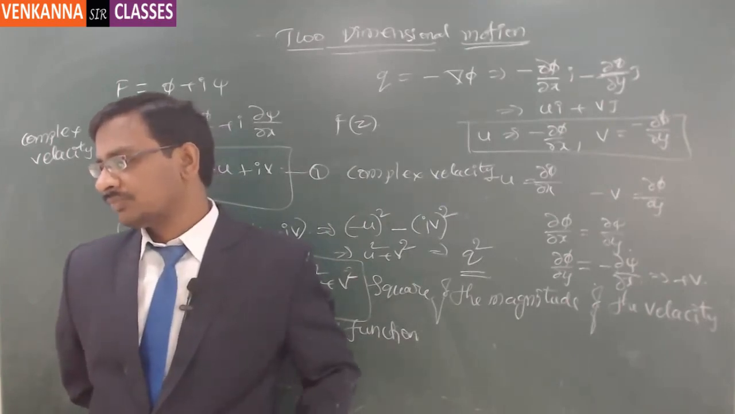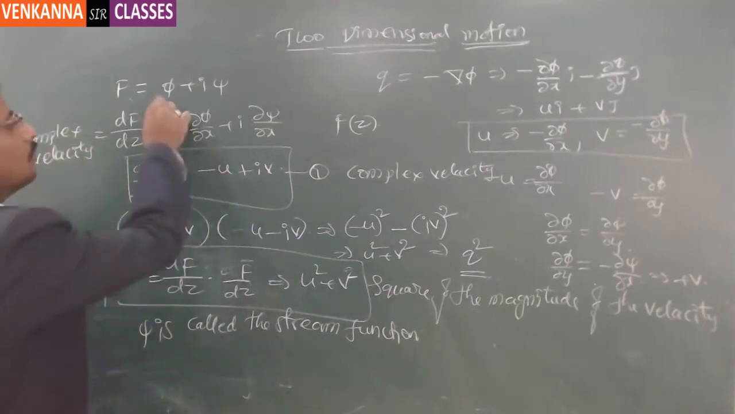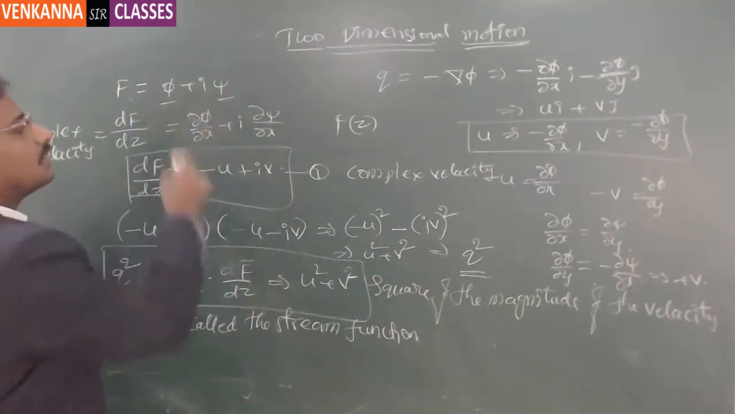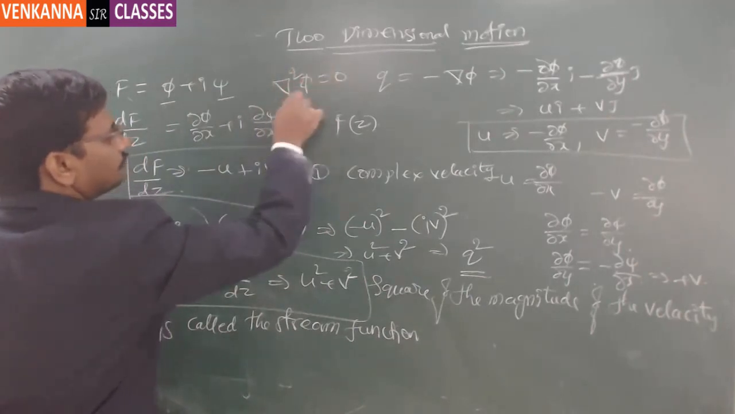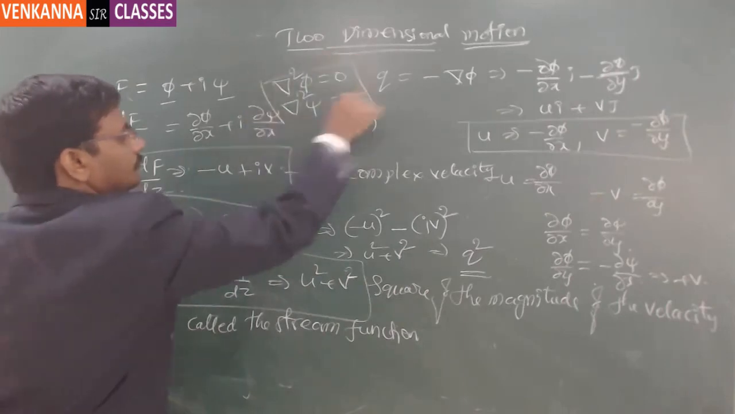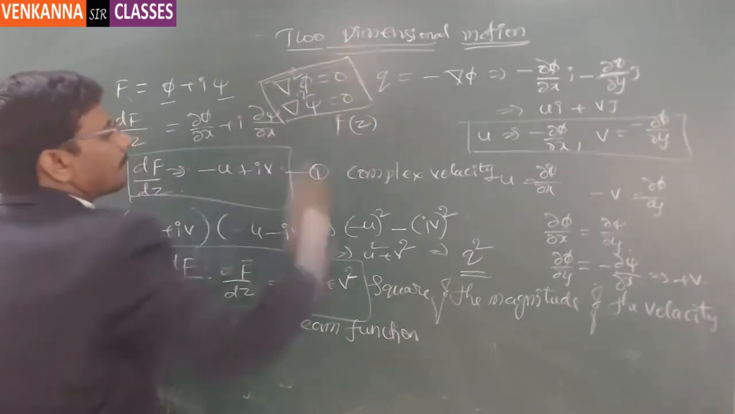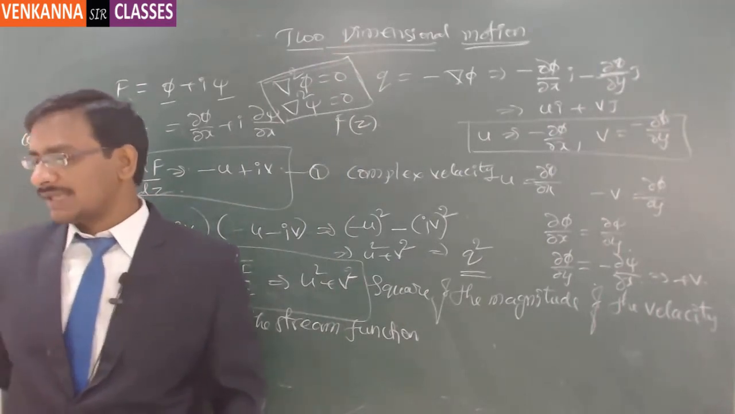Understood? And one more important aspect, that's what we are going to use is both phi and psi. Both phi and psi will satisfy the Laplace equation. I hope I don't need to prove this. This is known. So del square phi is equal to 0 and del square psi is equal to 0.